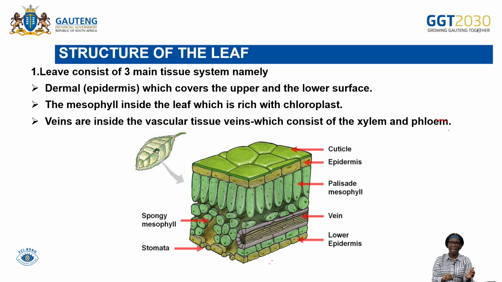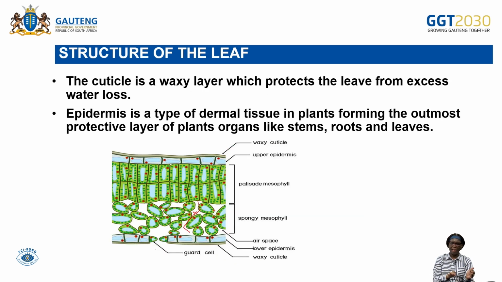Can you see, grade 11s? The upper epidermis is a single layer, and its function is to protect the underlying tissues. Also, the lower epidermis is a single layer protecting the underlying tissues of the leaf.